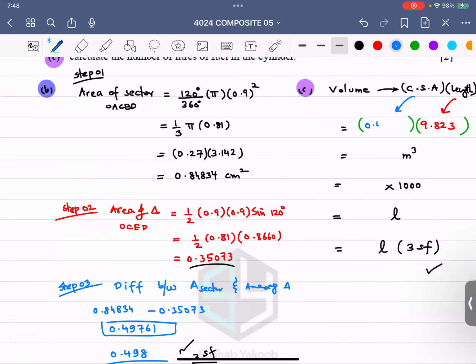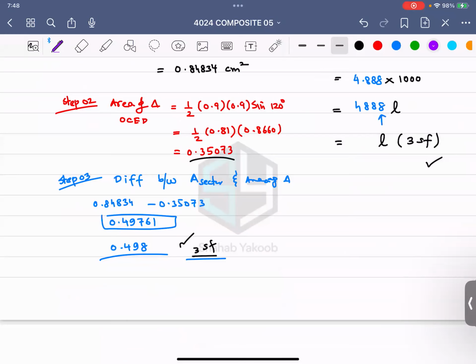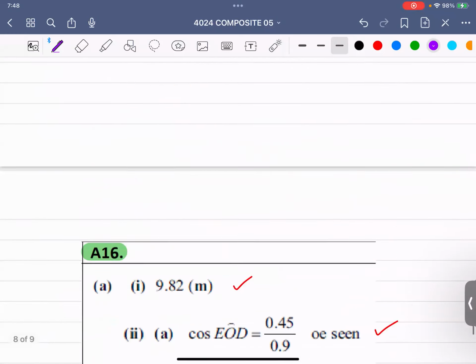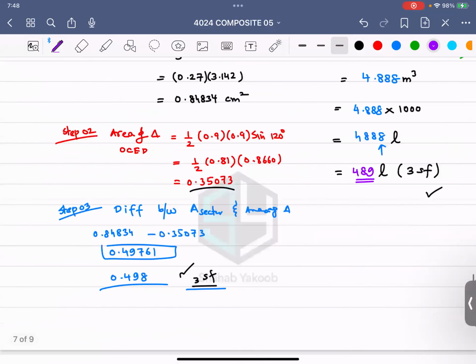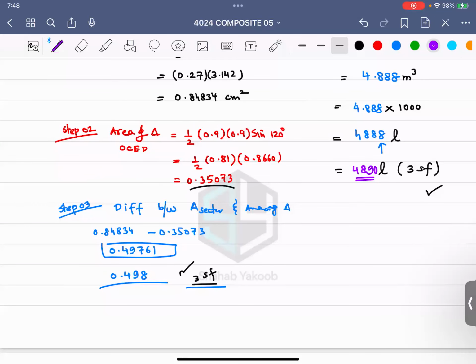0.49761. Now I can multiply comfortably. 9.823 into this is 4.888 meter cube. That is 4.888 into 1000. That's 4888 liters. And this is the 4th significant figure. So let me write this as 489 liters, correct to 3 SF. That's 4890, correct to 3 SF. 4890. Don't forget the 0.